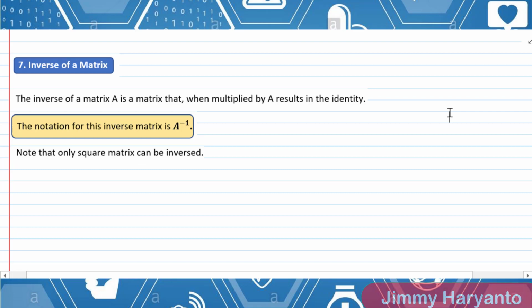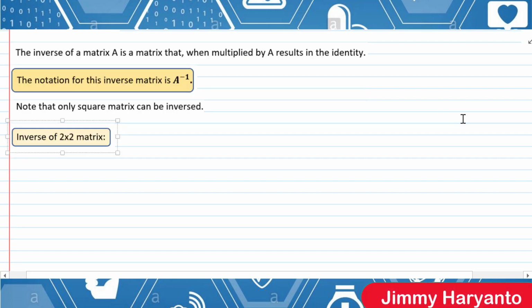Next is the note. The only matrix that can be inverted is a square matrix. So matrices that are not square cannot be inverted, only 2 times 2, 3 times 3 and so on. The inverse of a 2 times 2 matrix, I will teach you this one first.